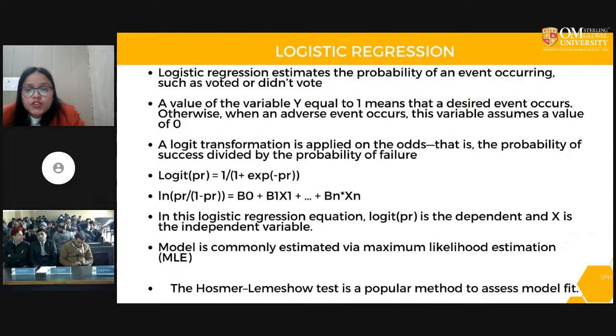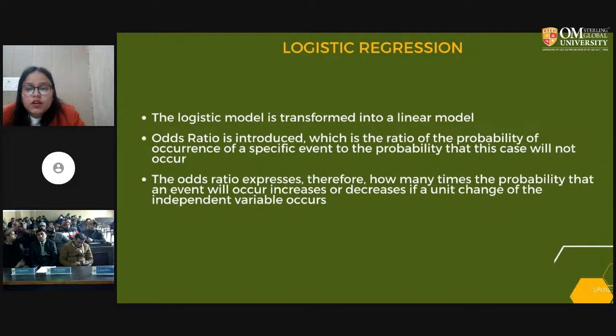Here, the Hosmer-Lemeshow test is done to test the goodness of fit. Like in multiple regression, we test the goodness of fit with the adjusted R square. Here we have another method.